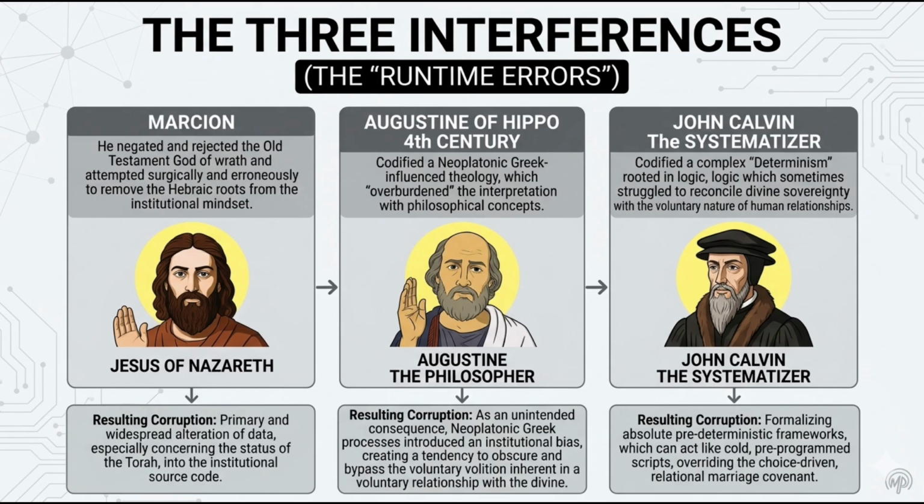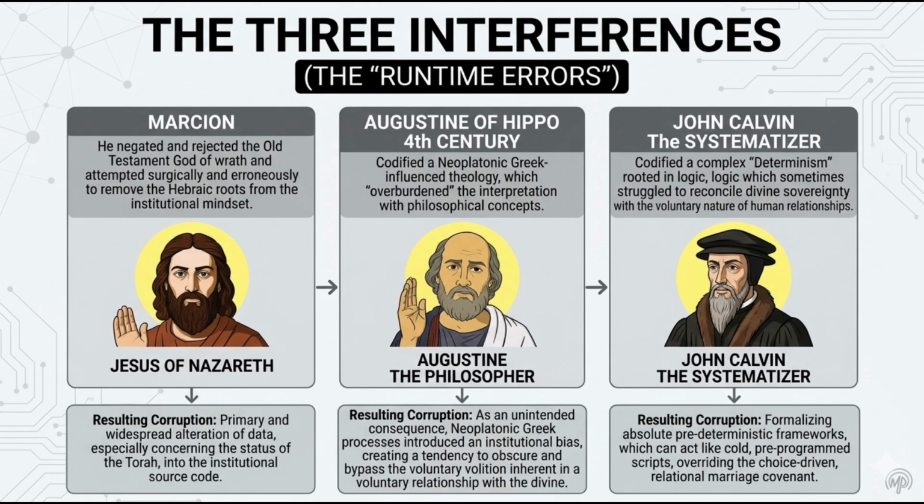This is what the sources refer to as the college doctrine. The combination of Marcion's anti-Torah bias, Augustine's Neoplatonism, and Calvin's determinism created an academic silo. Modern theology became an institutional filter. So what does this all mean for you, the listener? It means that when many scholars or pastors operate within this college doctrine, they are essentially reading the Bible backward.